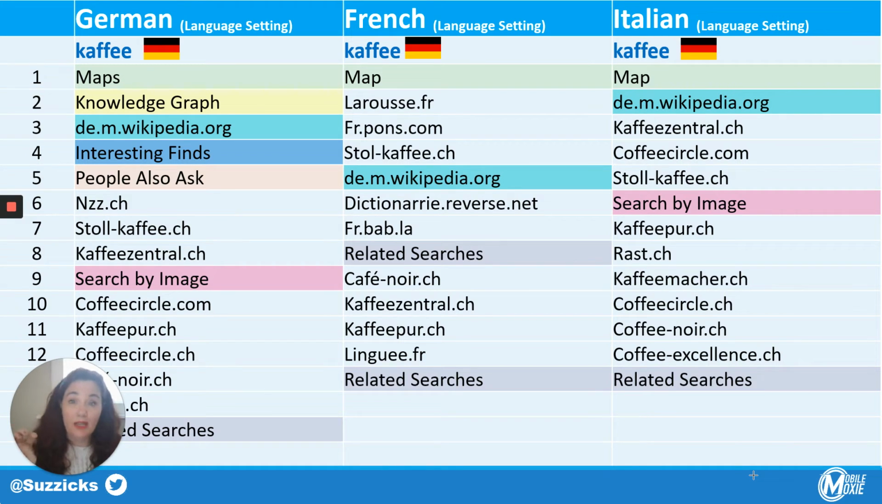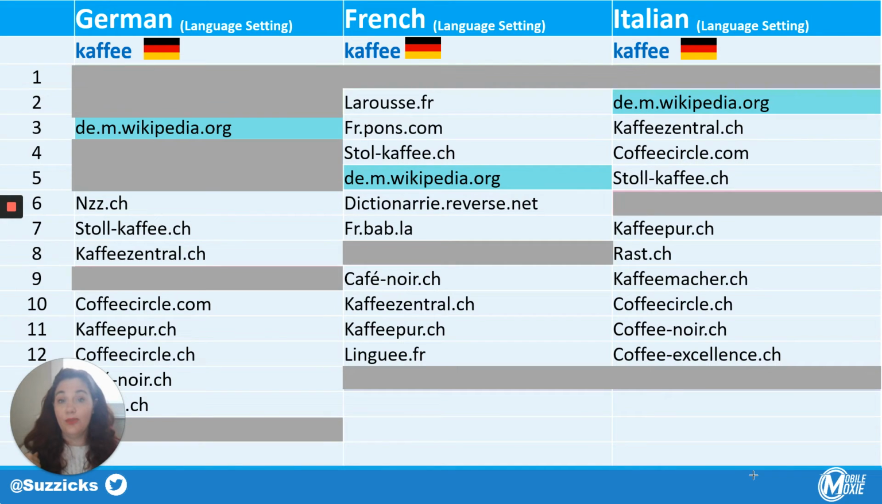And for instance, Wikipedia shows up in all 3, but in different places. Only one of them has a knowledge graph. Only one of them has people also ask. 2 of them have search by image. And then within that, the actual websites that are there are very different. And then that's what's taken from Google.